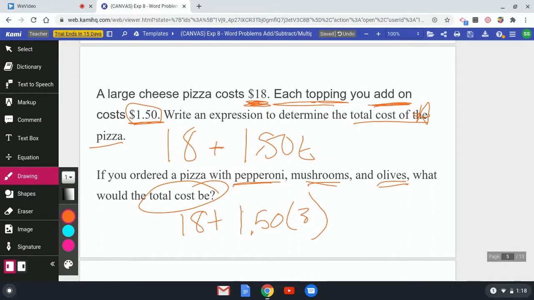Now, over here to the side, I'm just going to do some work. $1.50 times 3. 3 times 0 is 0. 3 times 5 is 15. 3 times 1 is 3, plus 1 is 4. 2 numbers behind a decimal. So this chunk right here is $4.50 plus 18. And now you could do it in your head. 18, 19, 20, 21, 22.50.